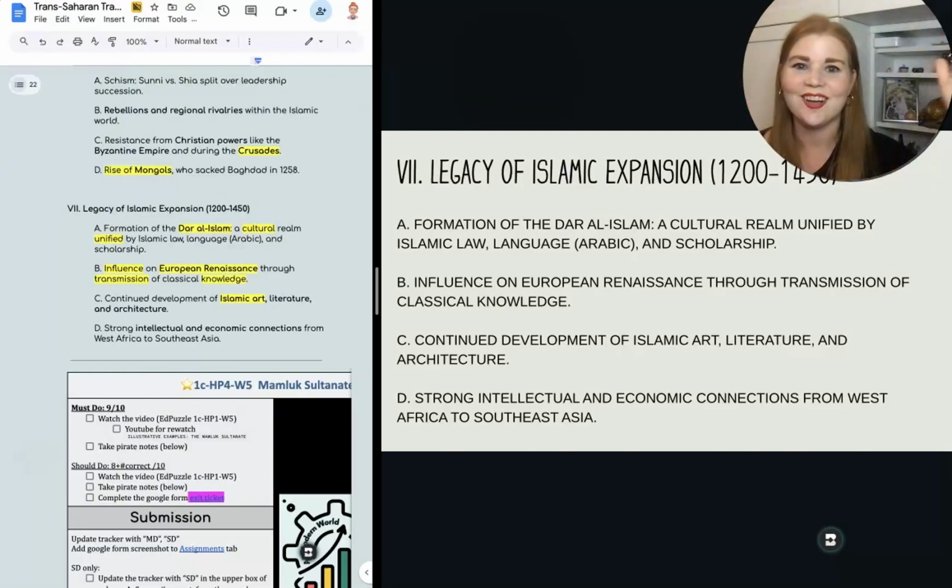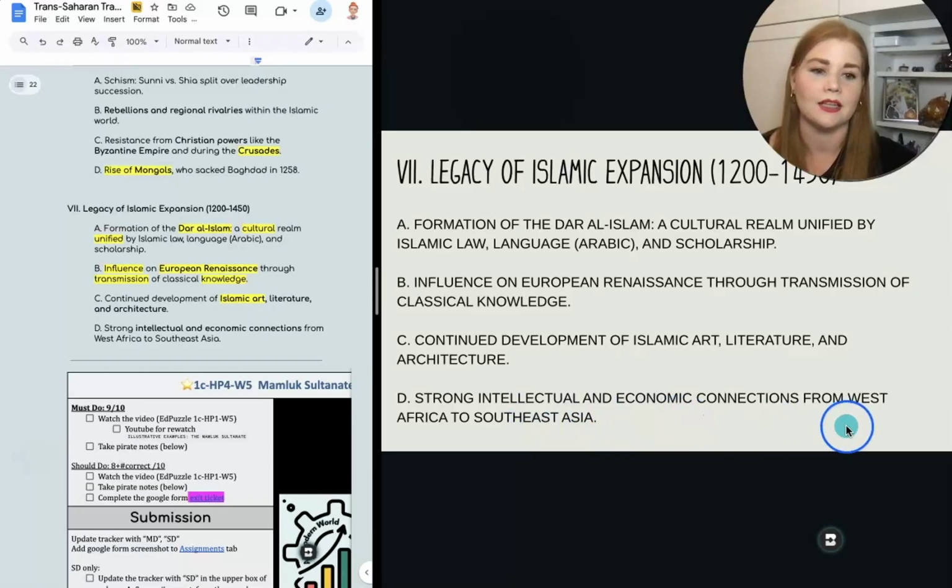But if we're talking about our line of history, what causes what? We need the European Renaissance to lead to European exploration. And without the study and preservation of texts from Dar al Islam, 1200 to 1450, we don't have the European Renaissance. We have a continued development of Islamic art, literature, and architecture, and strong intellectual and economic connections from West Africa to Southeast Asia.